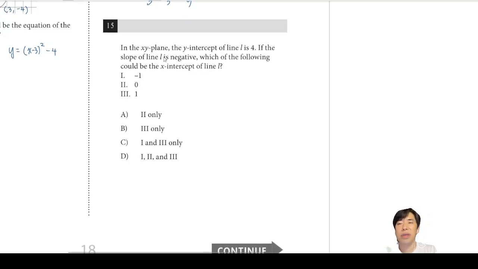In the xy plane, the y-intercept of line L is 4. If the slope of line L is negative, which of the following could be the x-intercept of line L? So this just means the y-intercept is right there at 4, and its slope is negative. So the left end has to go up and the right end has to go down like that if it has a negative slope. So the x-intercept must be on the positive side of the x-axis. It cannot be 0, it cannot be -1, it should be 1. So 3 only, okay?